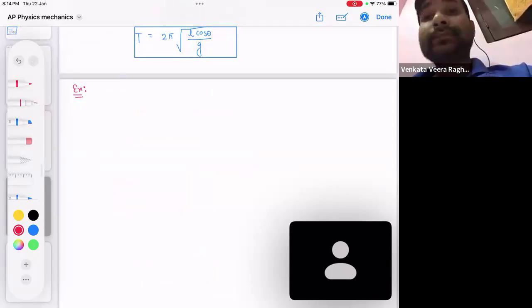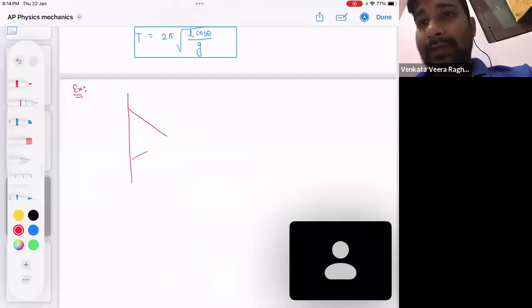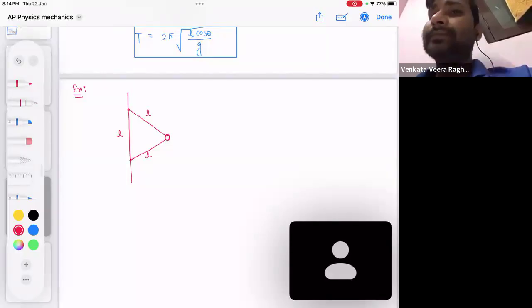Clear? Now, sometimes they will ask you a question like this. This is how a question is given. A particle is attached with the help of what? A string.